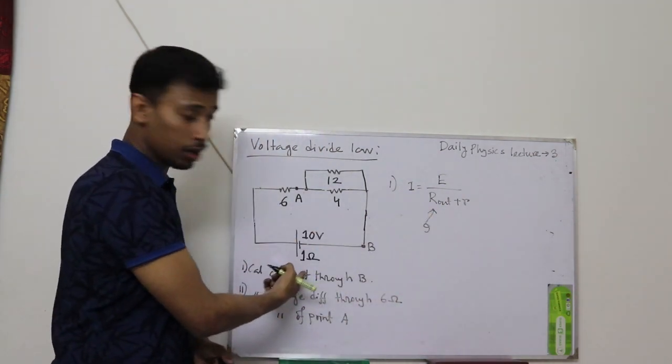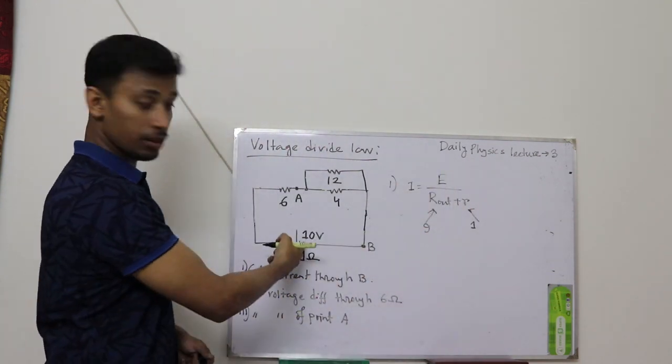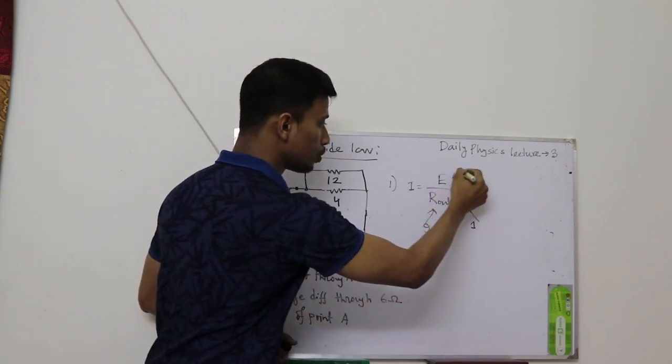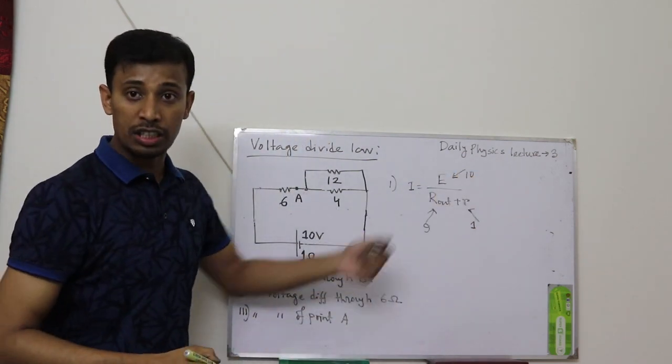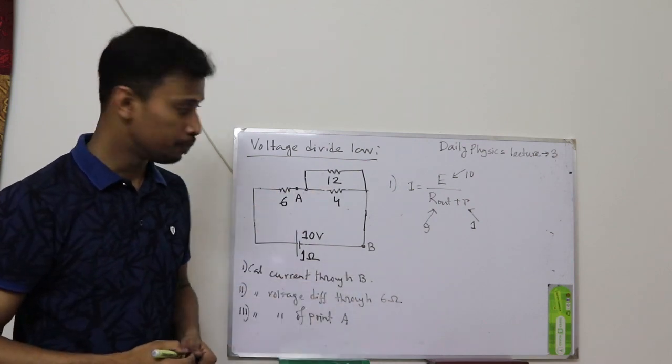Small r, we have a smaller one, and E, the EMF, is 10 volt. So if you put these values, we'll get the main current flow, the current flow through point B.